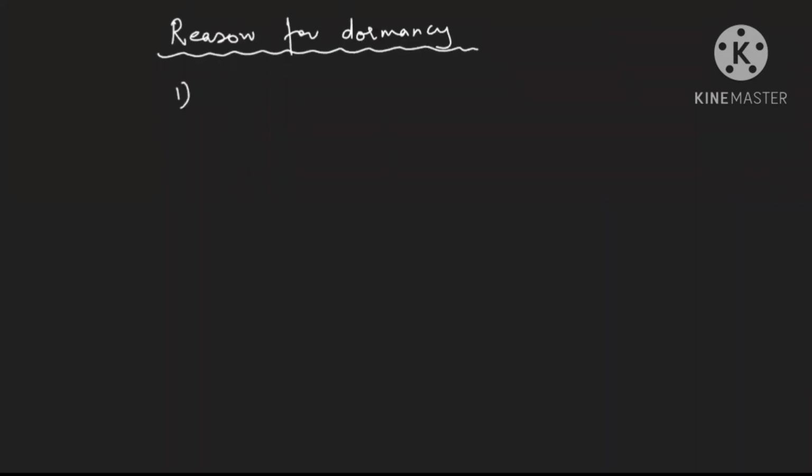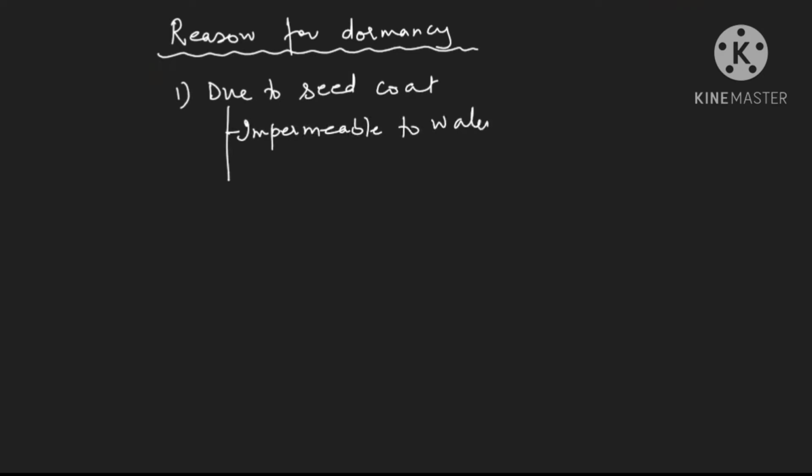Dormancy. First, it may be because of the seed coat. Either the seed coat is impermeable to water or it is impermeable to gas. Many reasons can be there due to the seed coat. So it may be impermeable to water, it may be impermeable to gases, or it may be mechanically so hard that you can't break it. So it is mechanically resistant.